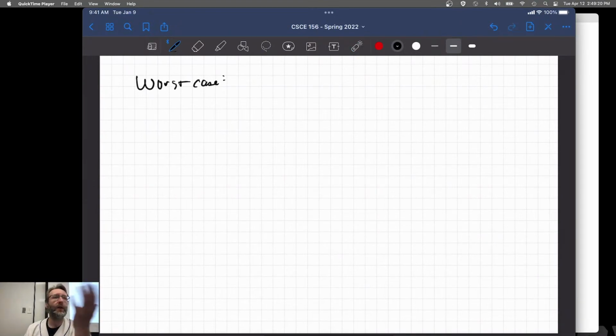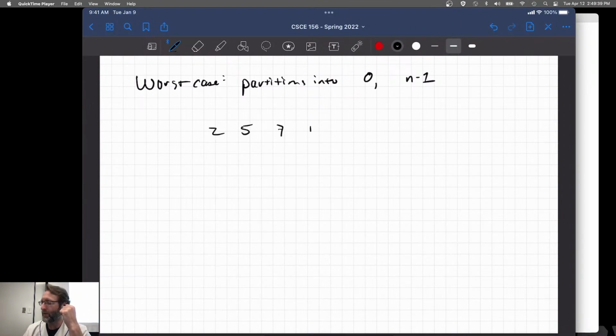The worst case scenario, I'll just tell you, is when you end up partitioning into unequal partitions. So one partition will be of size 0 and the other one will be of size n minus 1. You can imagine what that would look like: 2, 5, 7, 13, 29, 70. If it were already sorted, and there's my partition, where does everything go? To the right.